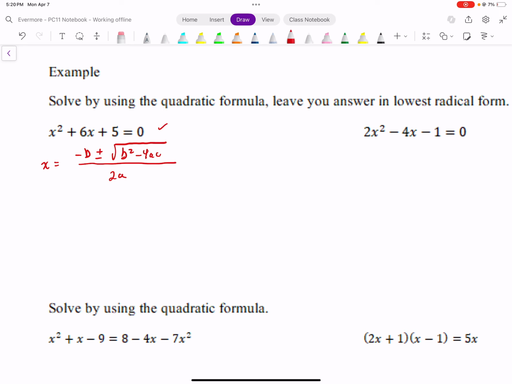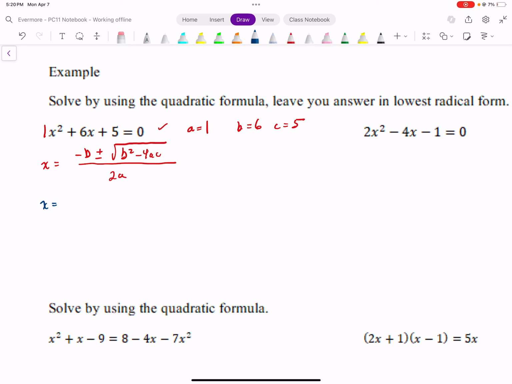Now, this is where one side is equal to 0, so the quadratic equation is in the proper form. And I pick out a is equal to 1, because there's a secret 1 in front of that x squared. b is equal to 6. c is equal to 5. All I'm going to do is plug in my values for a, b, and c into this quadratic formula.